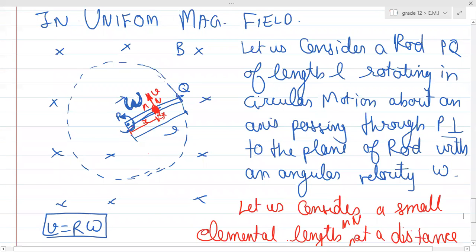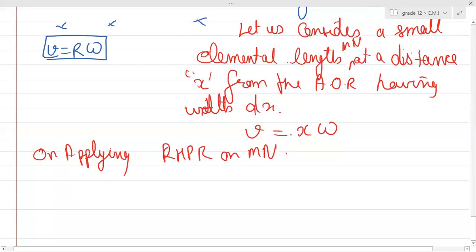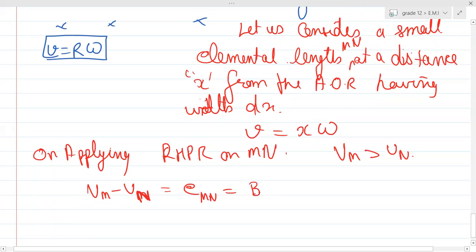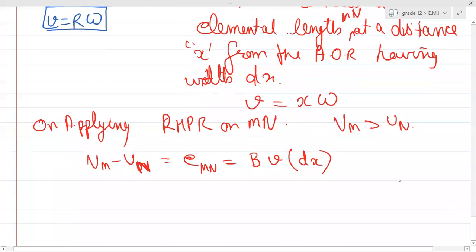VM is greater than VN, so Vm minus Vn will be equal to B into V into what is the length of this thing? L. So can you see B V into L, the length of that small element, yes or no?